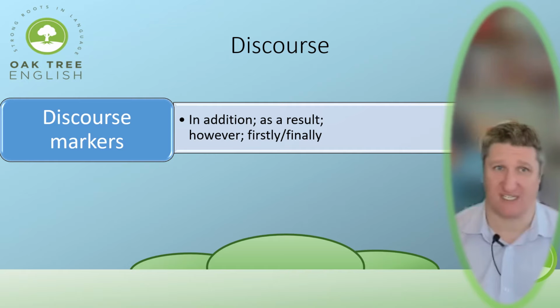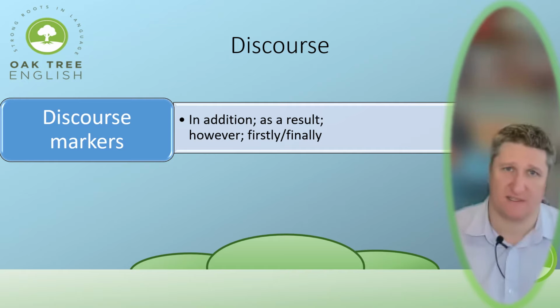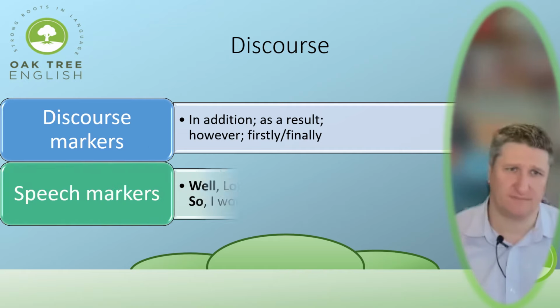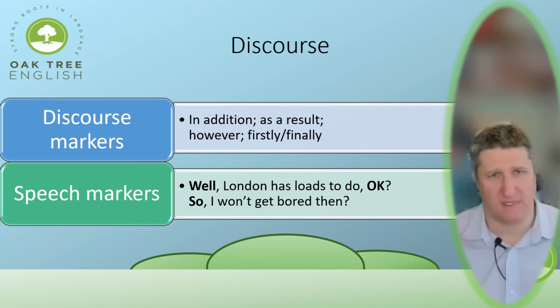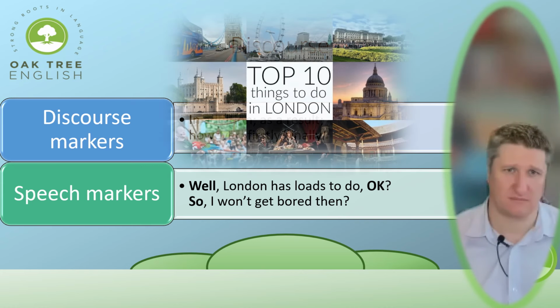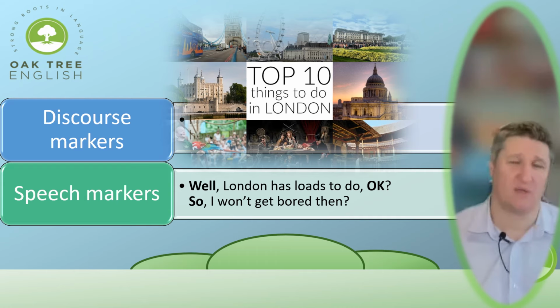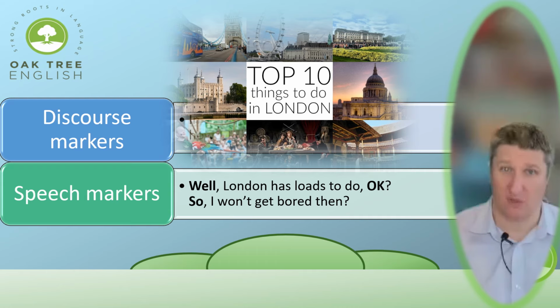Spoken English and written English have certain differences. There are also markers which are specifically for spoken English. For example, well, London has loads to do. There's some things to do in London. Okay, so, well, London has loads to do, okay? So I won't get bored then.